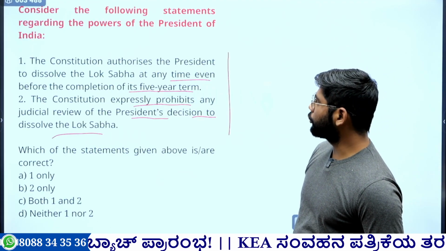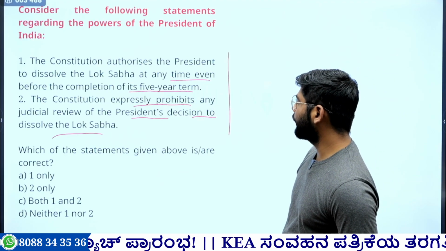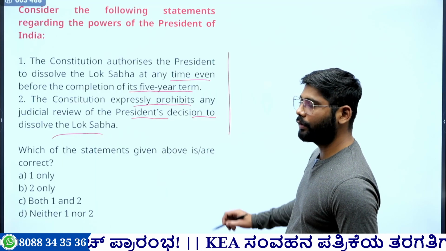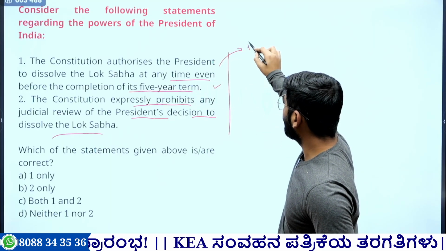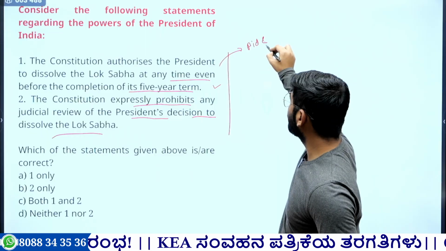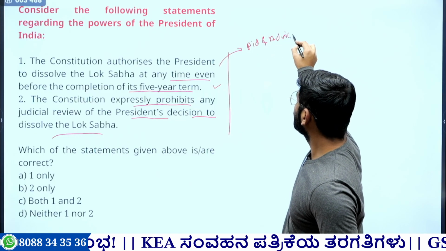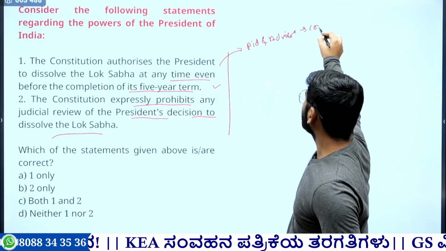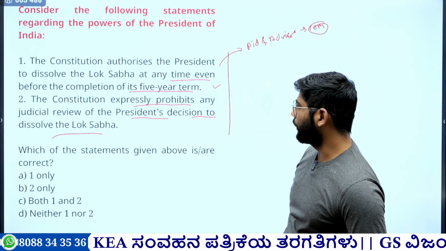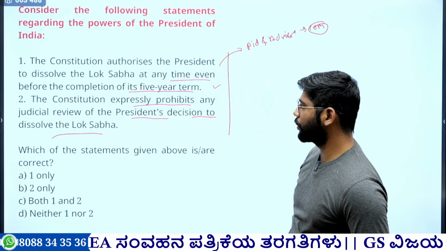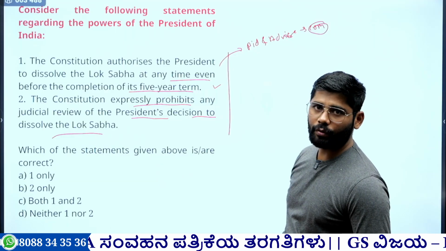So correct here, the constitution authorized the president to dissolve Lok Sabha at any time even before completion of its 5-year term. Yes, and the president will not do it on its own. It will do so after the aid and advice of the Council of Ministers, which will be headed by the Prime Minister. Second, the Constitution expressly prohibits any judicial review of the President's decision to dissolve Lok Sabha.